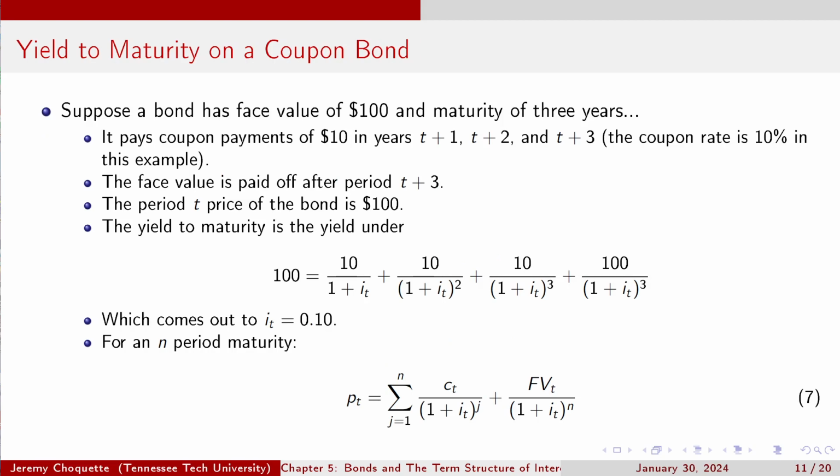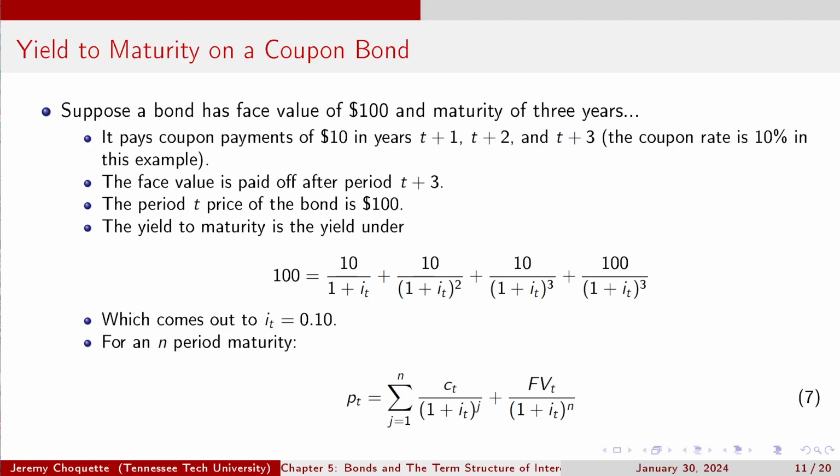Let's do a little example here. Suppose a bond has a face value of $100 and a maturity of 3 years. It pays out coupon payments of $10 in years T plus 1, T plus 2, and T plus 3, with a coupon rate of 10%. The face value is paid off after period T plus 3. And the period T price of the bond is $100. The yield to maturity is the yield under which 100 equals 10 over 1 plus I, plus 10 over 1 plus I squared, plus 10 over 1 plus I cubed, plus 100 over 1 plus I cubed, which comes out to I, the nominal interest rate, being 0.10.